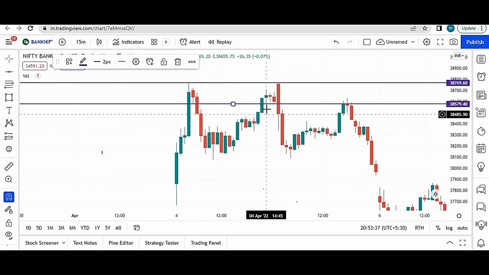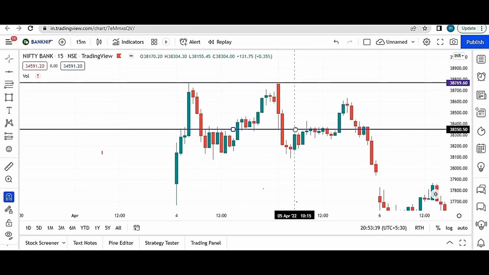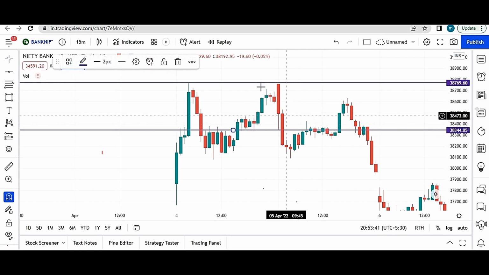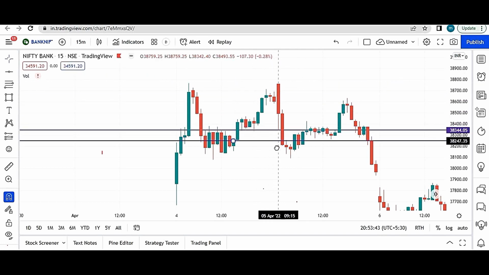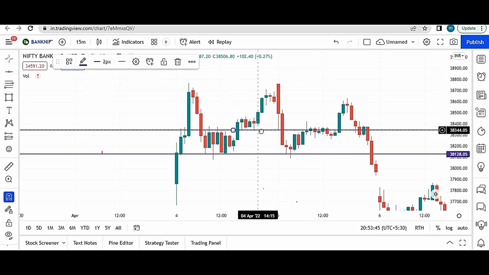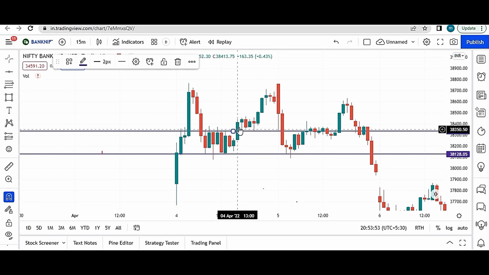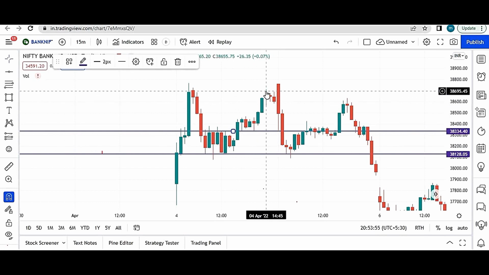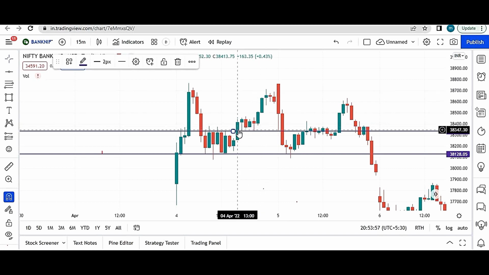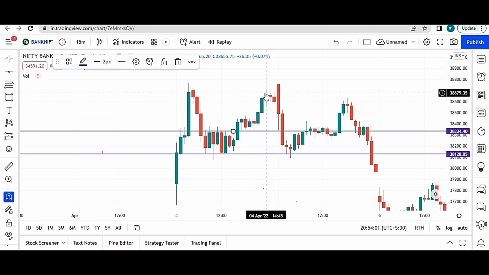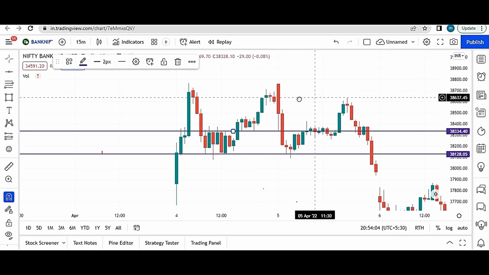Okay, and another opportunity here as usual. This is the inside bar. The red candle is the inside bar. This is the mother candle or master candle. You entered here, sorry, not 850, 350, almost 300 points move.